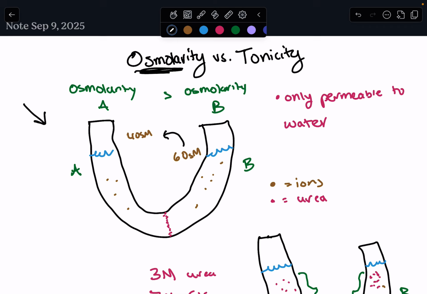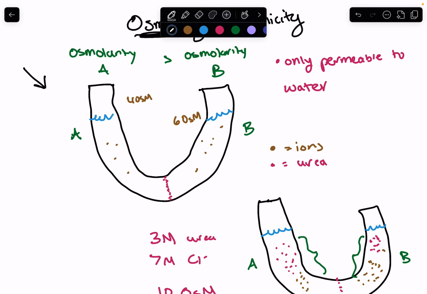So instead, we need to think about this in terms of water. Where is the higher concentration of water? Well, the higher concentration of water is going to be where there's less solute. So this has high H2O concentration here, and we've got low H2O concentration here. So essentially we're going to see net water movement from here to here.